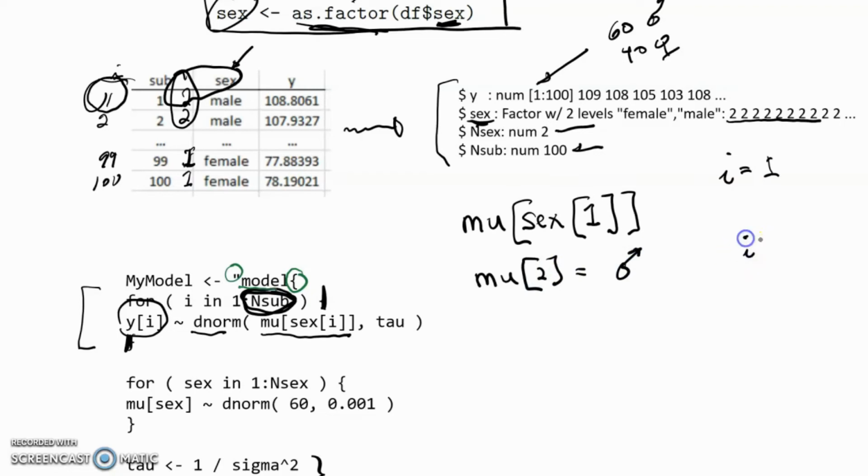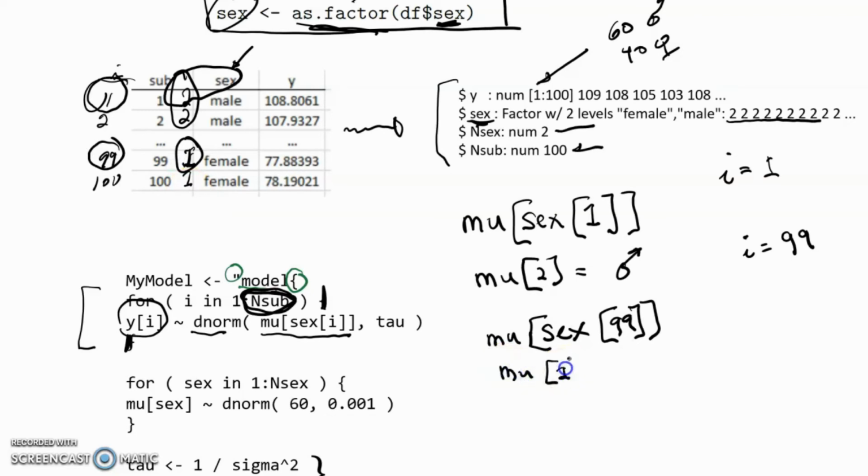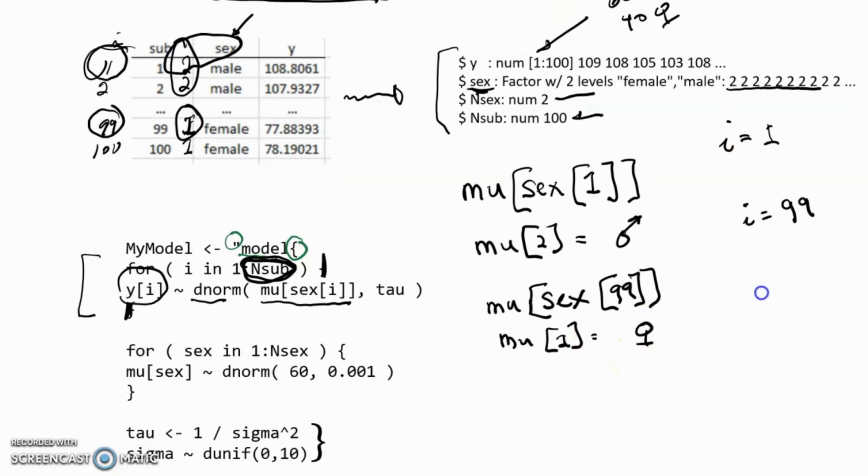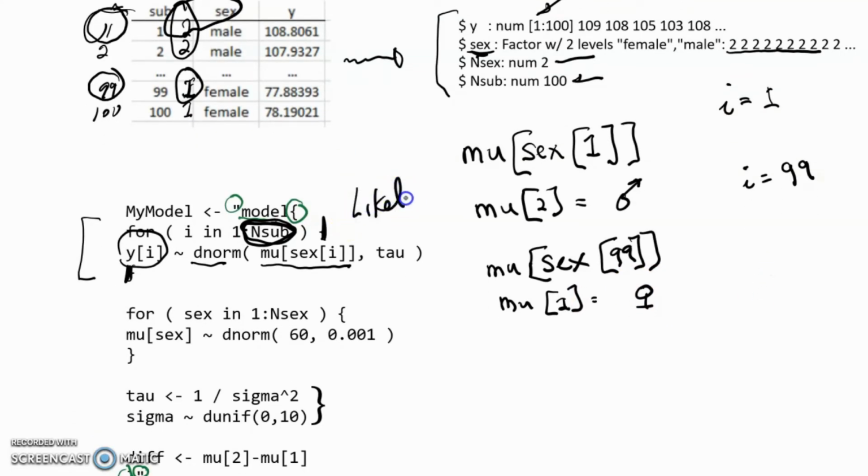In contrast, when I is equal to 2, excuse me, I shouldn't do 2, I should do 99. When we've got mu sex 99, what do we get? Well, when I is equal to 99, sex is equal to 1. So we get mu at 1, which is equal to the female. So that's our likelihood. And now we've got to establish some priors.